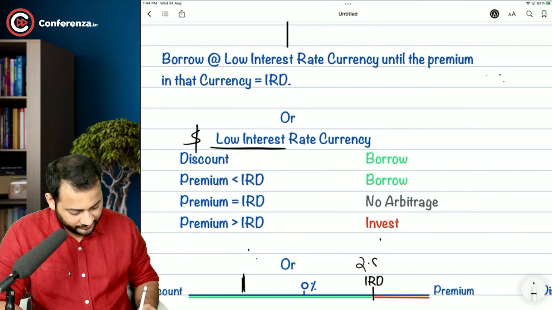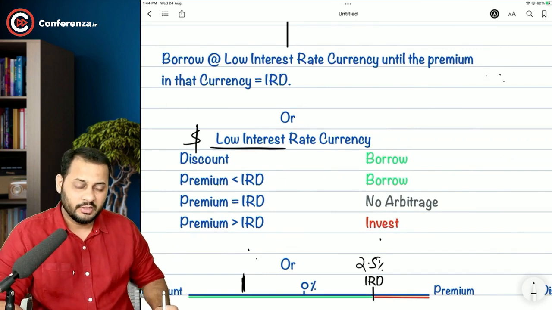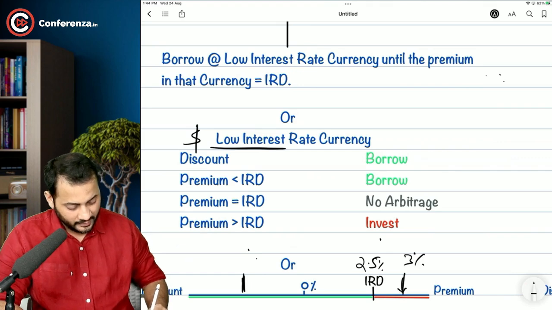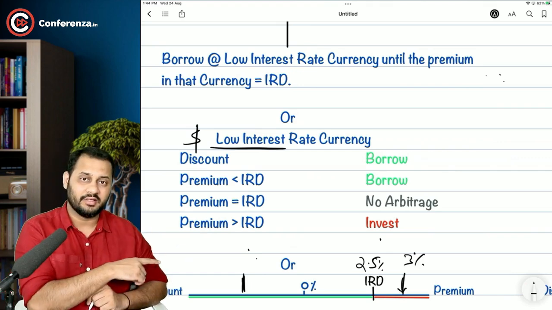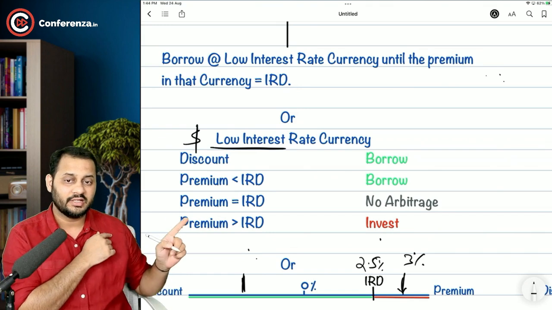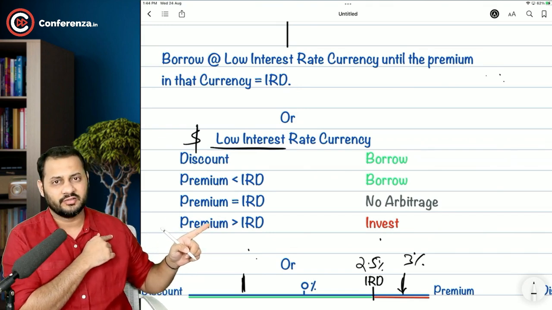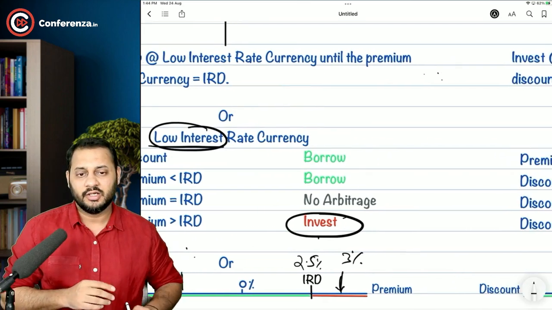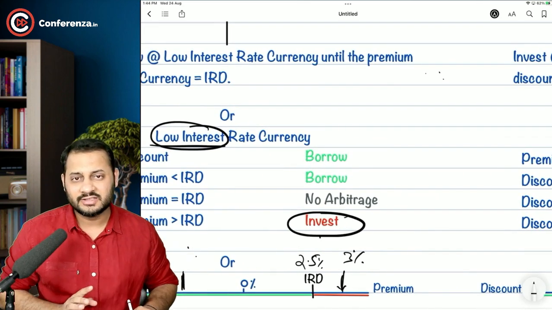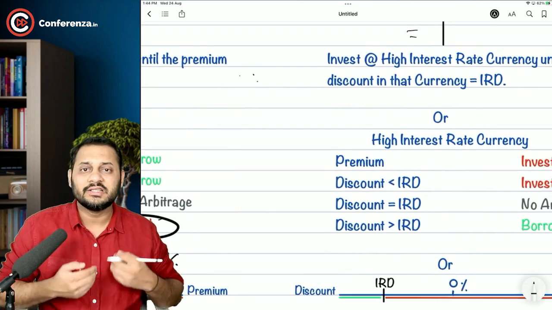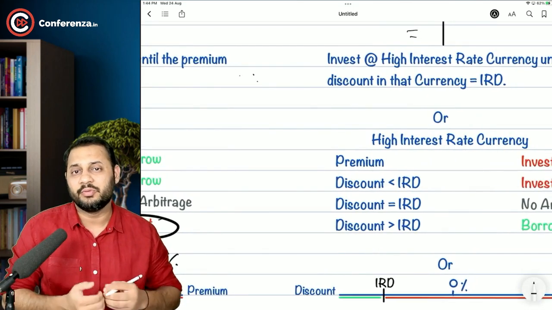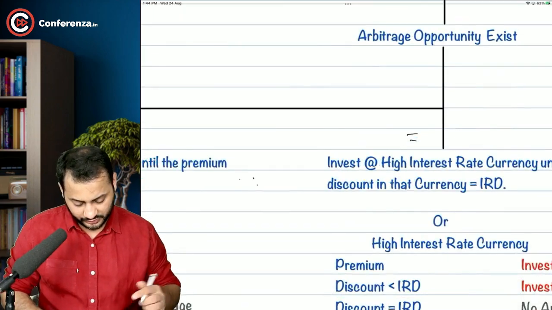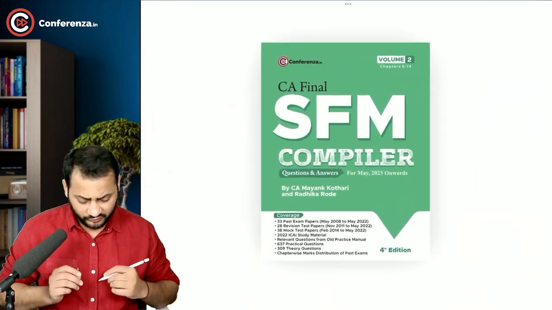The interest rate differential was 2.5%, but actual premium in dollar was 3%. That means here. And you can see that it is in that red area. That means premium is greater than interest rate differential. And that's why we are going to invest in the low interest rate currency. If we have a low interest rate currency investment, high interest rate currency borrowing, that means rupees should be borrowed. This is how we should solve the questions. Let's move on to the next question now. Fatafat.